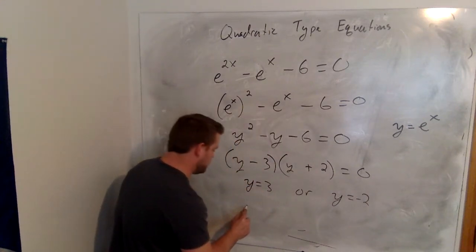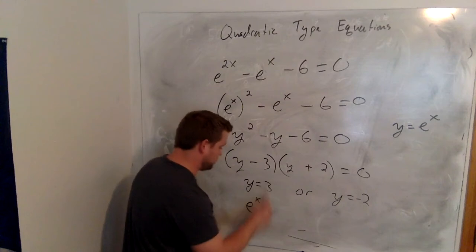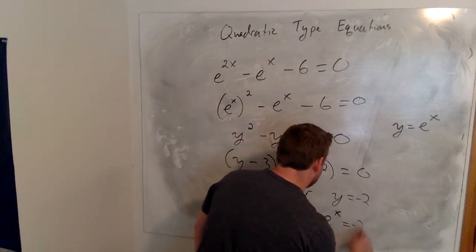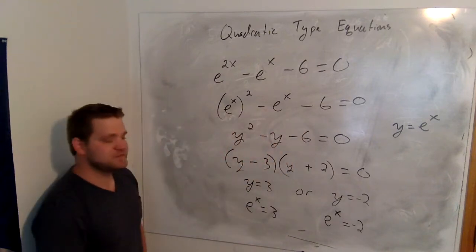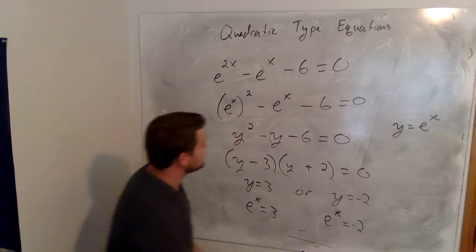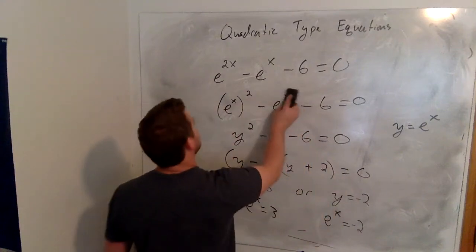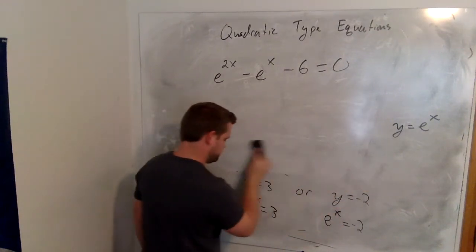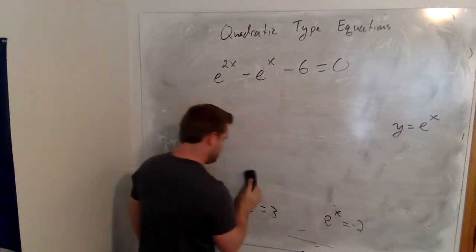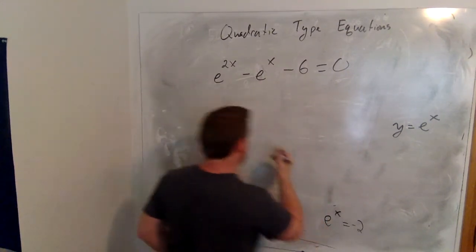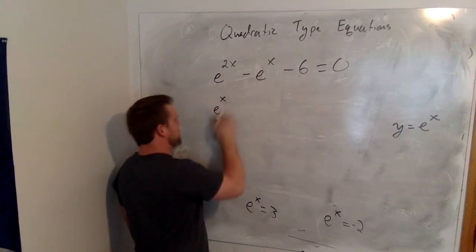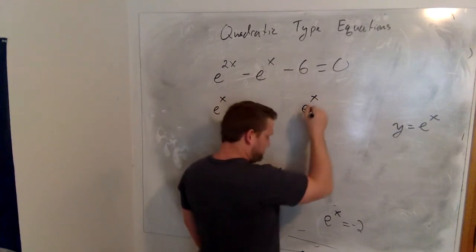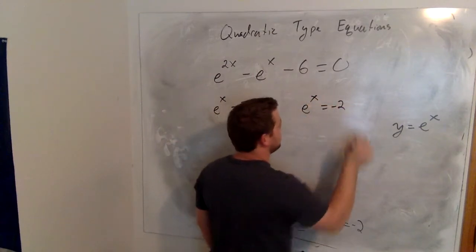So I need to figure out when is e to the x equal to 3, and when is e to the x equal to negative 2. We need to solve both of these equations. Okay, let's think about these. I'm going to erase what we have up here, give ourselves a little bit more room. So this equation comes down to us trying to figure out when is e to the x equal to 3, and when is e to the x equal to negative 2.